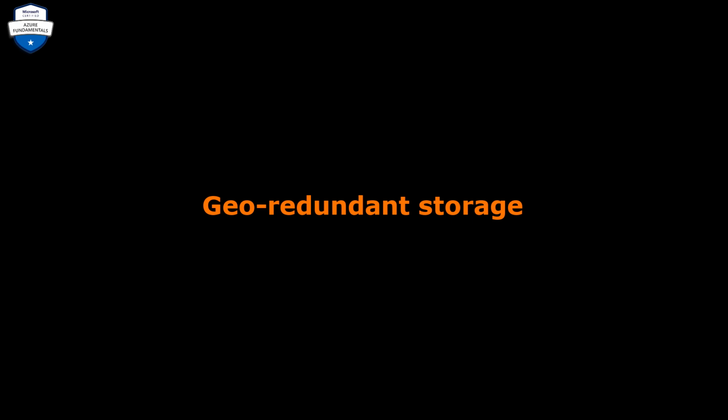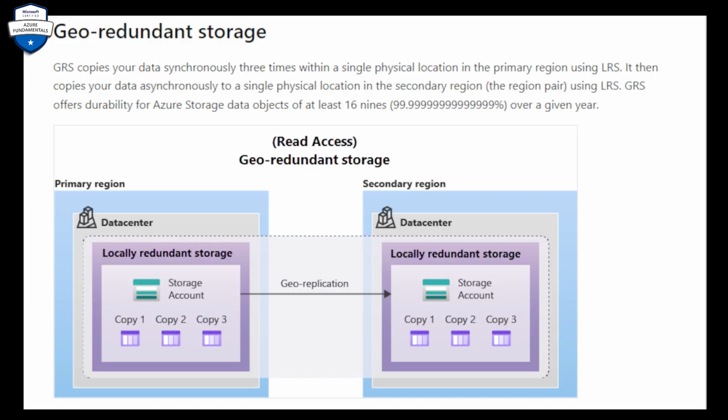Geo-redundant storage. GRS copies your data synchronously 3 times within a single physical location in the primary region using LRS. It then copies your data asynchronously to a single physical location in the secondary region, the region pair, using LRS. GRS offers durability for Azure storage data objects of at least 16 nines, 99.99999999999999%, over a given year. Diagram showing GRS with primary region LRS replicating data to LRS in a second region.